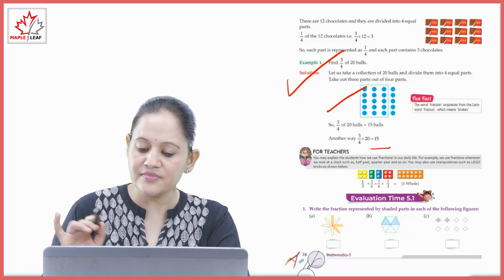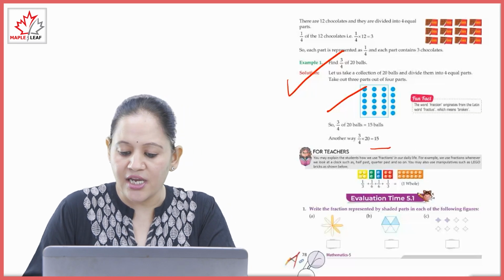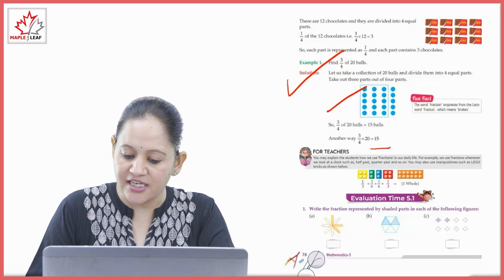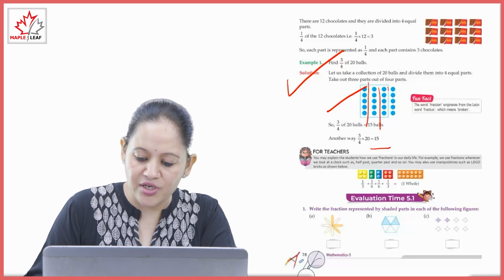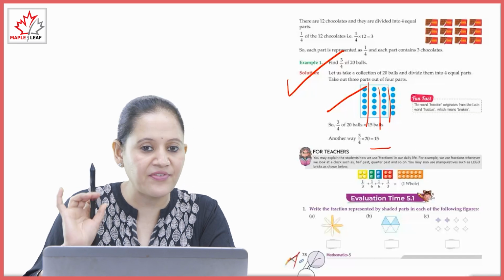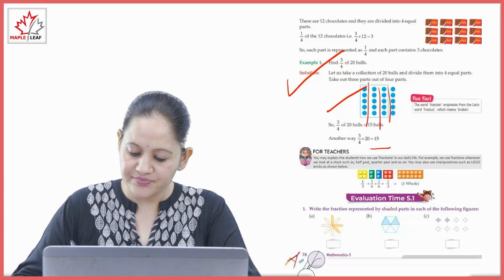Clear? सबसे पहले हम क्या करेंगे? सबसे पहले हम जो है जो 20 बॉल का कलेक्शन है उनको 4 इक्वल पार्ट्स में डिवाइड करेंगे. क्लियर? 4 equal part. उसमें से हम 3 parts लेंगे, so that is equals to 5 plus 5 plus 5, 15. Clear? Next is evolution time 5.1.